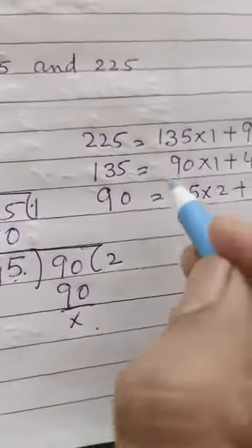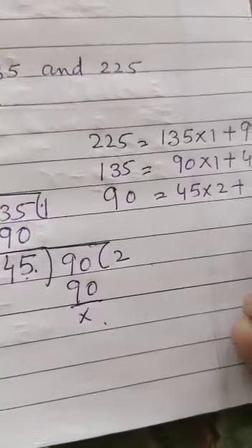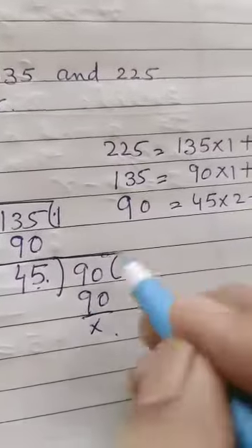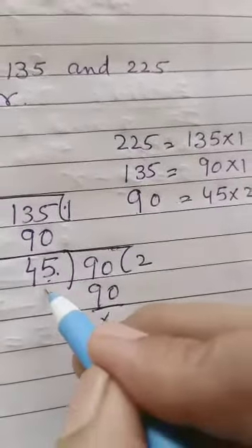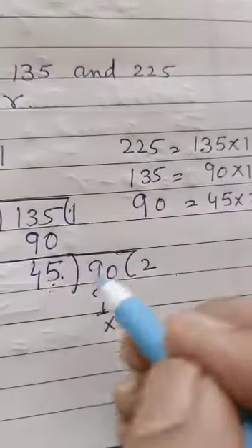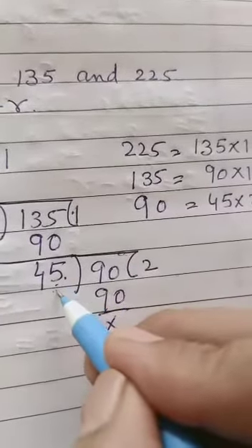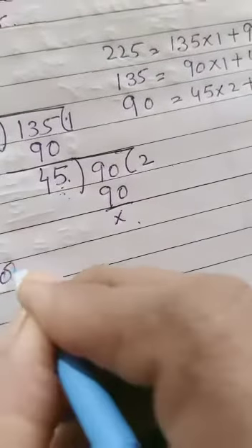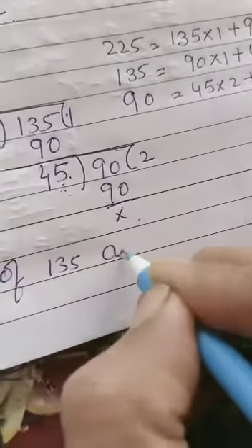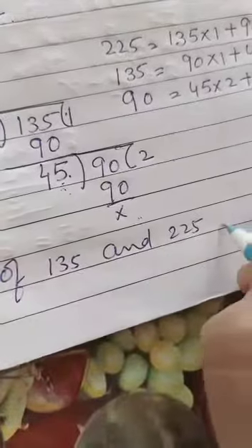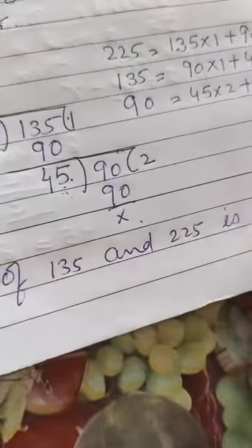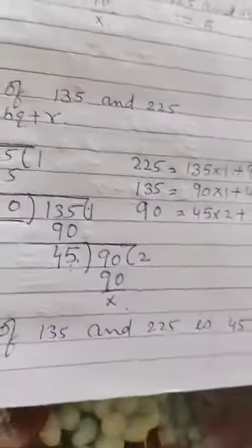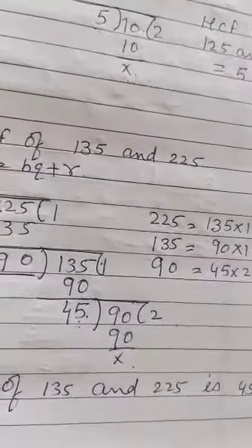See here in third step we are getting remainder 0. So it means that the divisor, what is the divisor of third step? Divisor of third step is 45. So HCF of 135 and 225 is 45. Okay. So your process ends here.